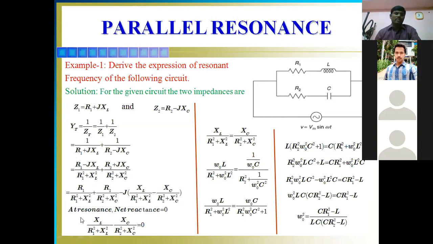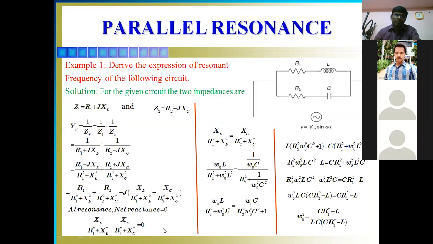At resonance, the imaginary part of admittance is equal to 0. Net reactance, or rather net susceptance, since it is called susceptance instead of reactance, is equal to 0. So XL by (R1 square plus XL square) minus XC by (R2 square plus XC square) is equal to 0.